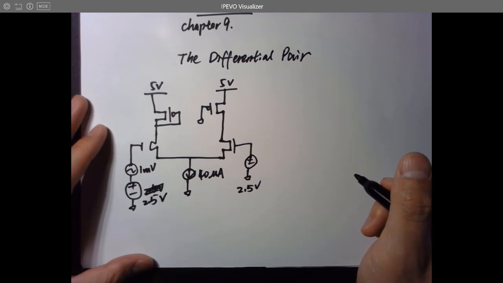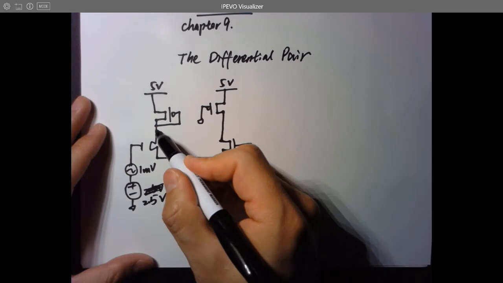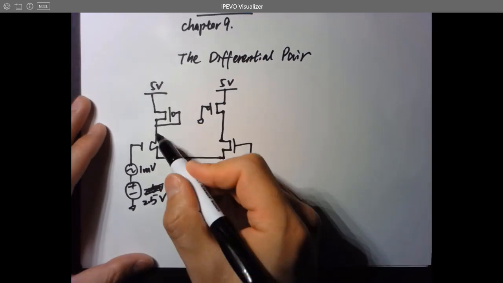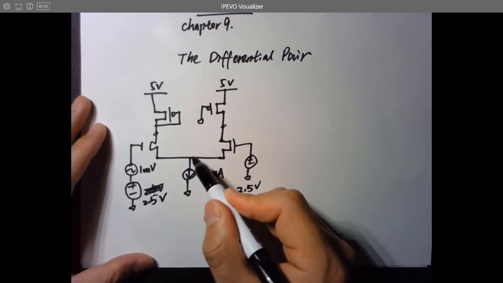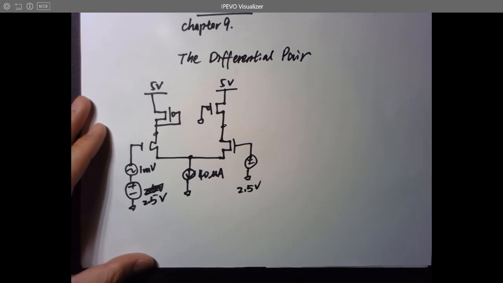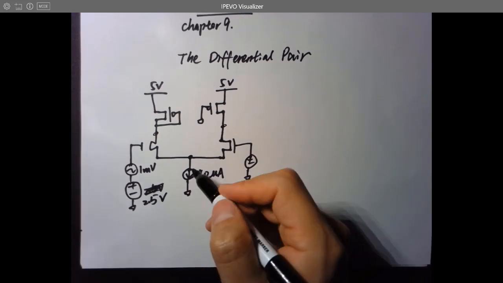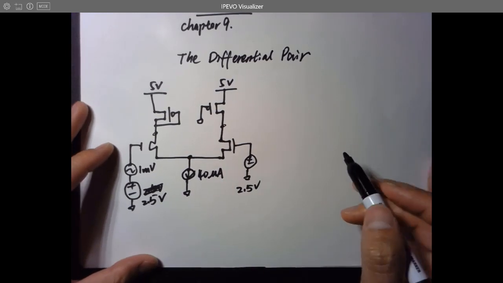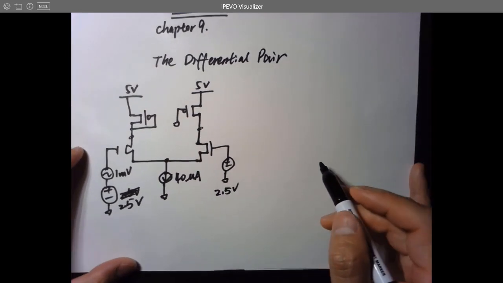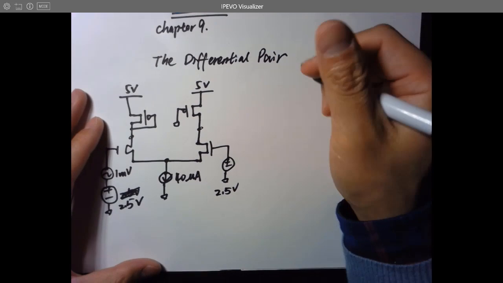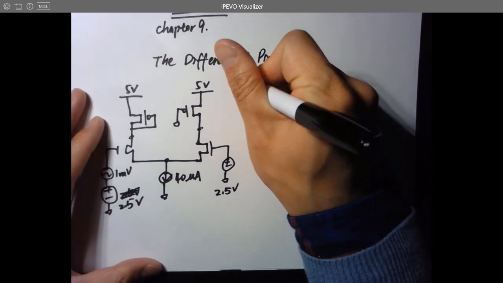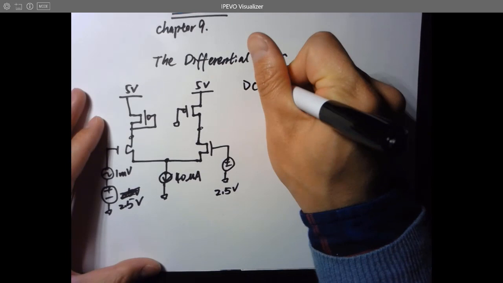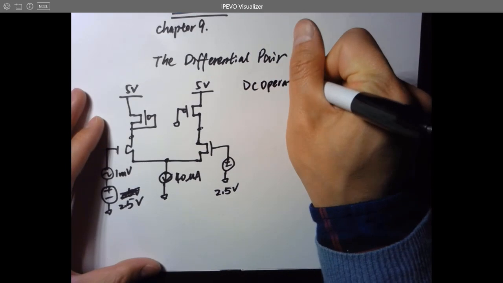The first step is we need to make a DC analysis to find out all these voltages at every node. Here, and even here. So you're thinking, there's a current source. How can I know the DC voltage here? Okay, so let's start running the calculation. In this video, we're going to do a DC operating point analysis.